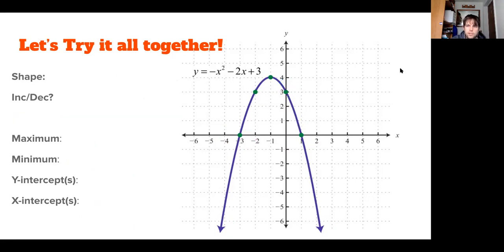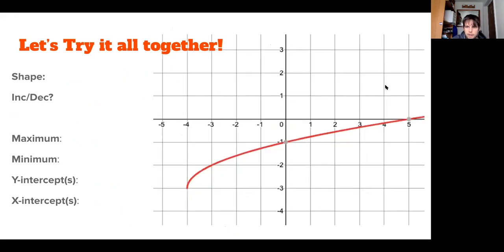Okay, let's clear this and keep moving forward. All right, so let's go ahead and talk about this one. Here we have, first we'll talk about the shape. We haven't seen one of these yet. This is actually a square root.